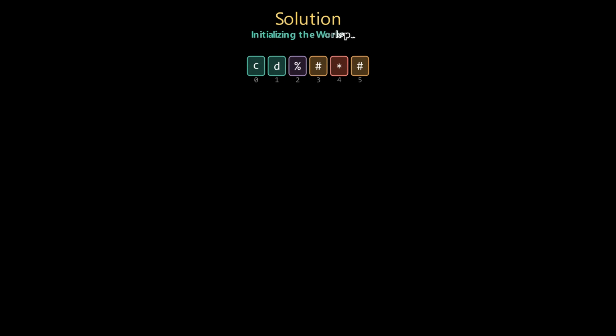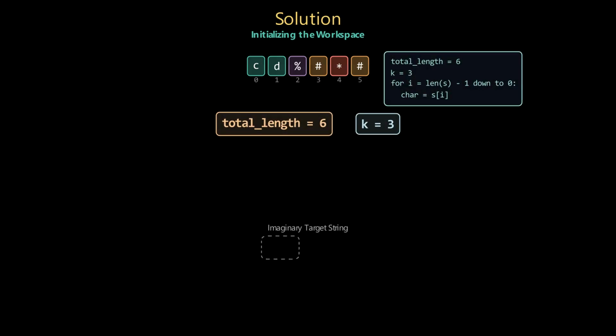We enter our backtracking phase. Our forward pass determined that our final virtual string has a length of 6. We set our target index k to 3, and we position our pointer at the very end of our input string to reverse engineer our way to the answer.